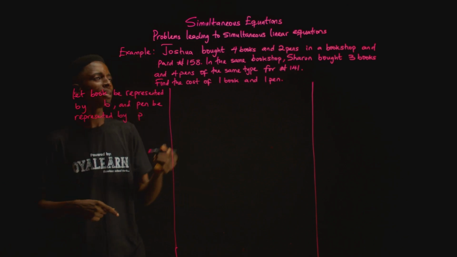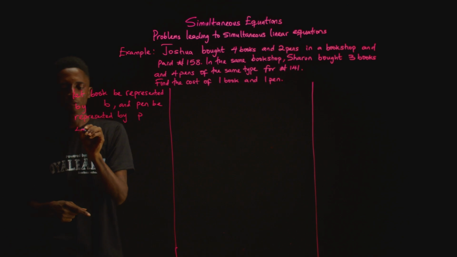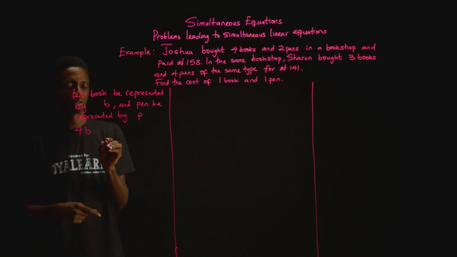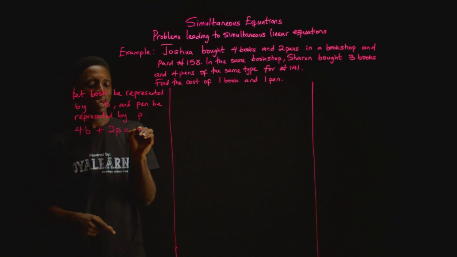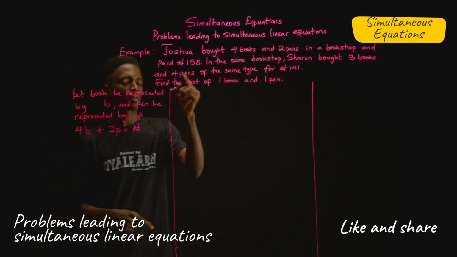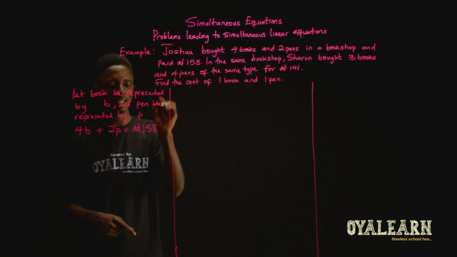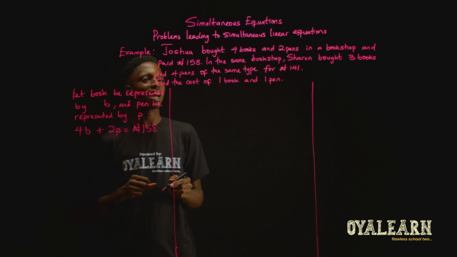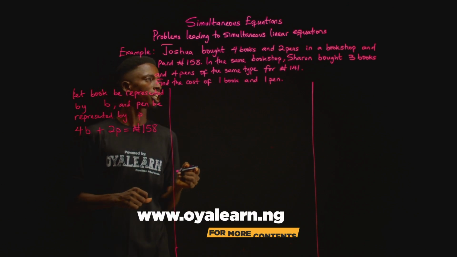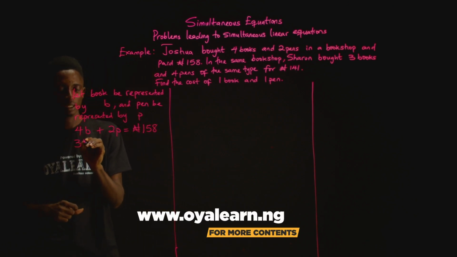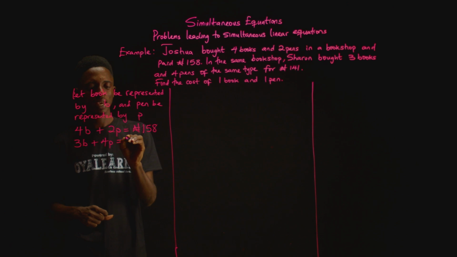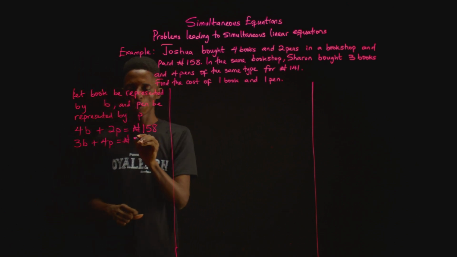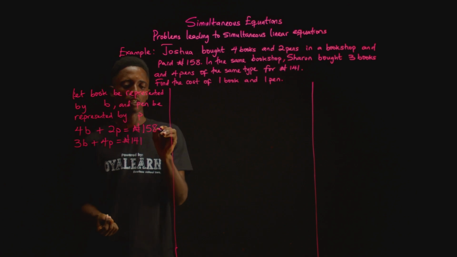So that means what Joshua bought is 4 books plus 2 pens, and he paid 158 naira. And then for Sharon, she bought 3 books plus 4 pens, and she paid 141 naira. So this is our equation 1 and this is equation 2.